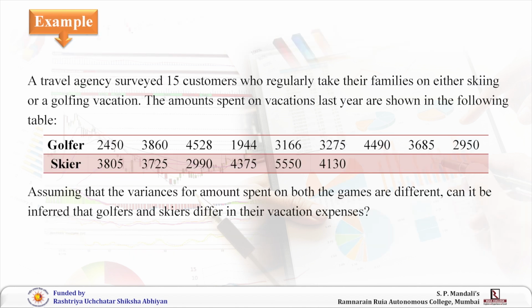The example is there is a travel agency surveying 15 customers in all who regularly take their families either on skiing or golfing vacations. The amounts spent by these families are listed in the table below. There are 9 observations on golfers and 6 observations on skiers. It is assumed that the variances are different, that is unequal. Can it be inferred that golfers and skiers differ in their vacation expenses?